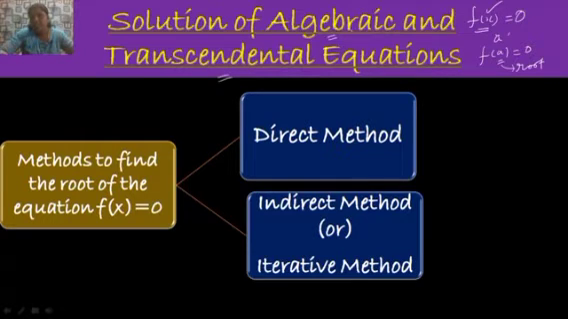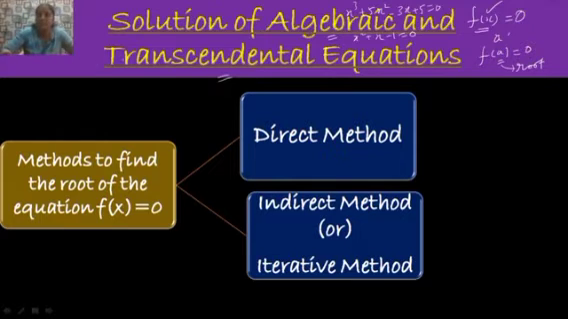Algebraic equations are equations which consist of the algebraic terms. For example, x square plus x minus 1 is equal to 0 is an algebraic equation. That is, this equation consists of different powers of x. Likewise, the cubic equation x cube plus 5x square minus 3x plus 5 is equal to 0 is an algebraic equation. So, an algebraic equation consists of only algebraic terms. If so, then we say that type of equations are algebraic equations.